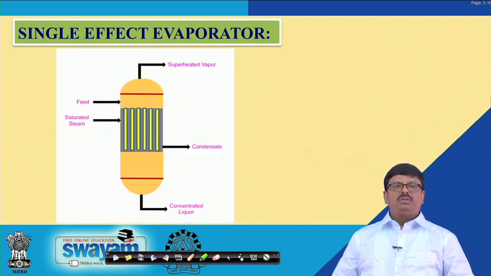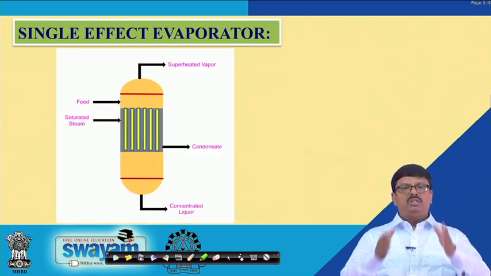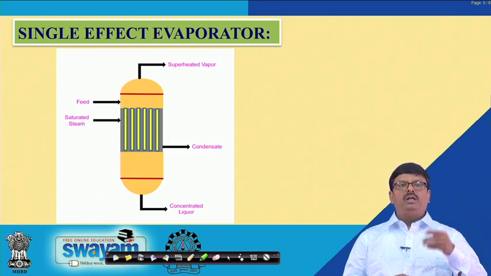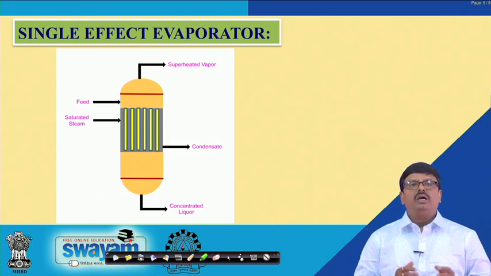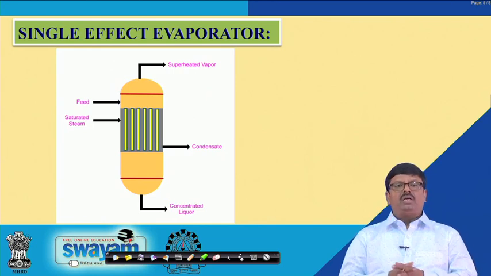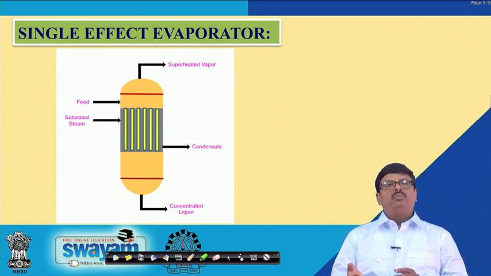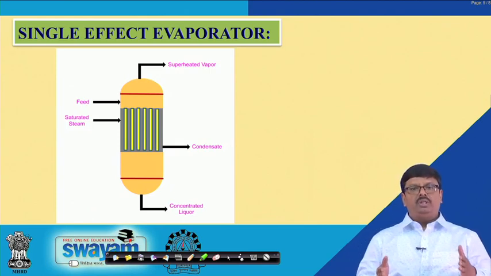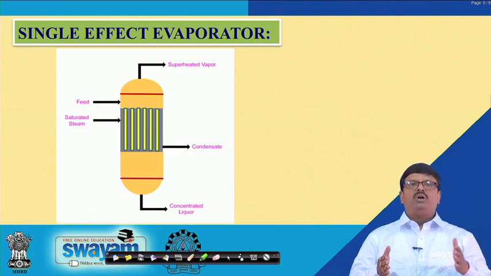Single effect evaporator, which I have already discussed. This is the evaporation chamber where the feed is introduced and the saturated solution is also fed here. The condensate is obtained from the bottom of the heating element, the concentrated liquor is obtained from the bottom of the evaporation chamber, and the superheated vapor is released from the top portion of this evaporator.